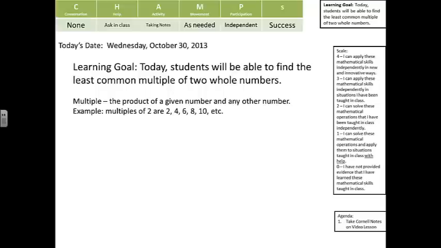If we were given the number 2, we could find the multiples of 2 by multiplying 2 by any other number. So if we multiply 2 times 1, we would get 2. If we multiplied 2 times 2, we would get 4. If we multiplied 2 times 3, we would get 6. And we continue on and on and on. We could do this forever.